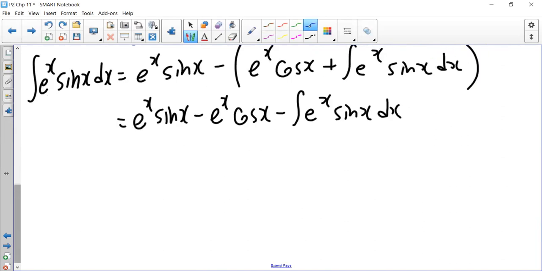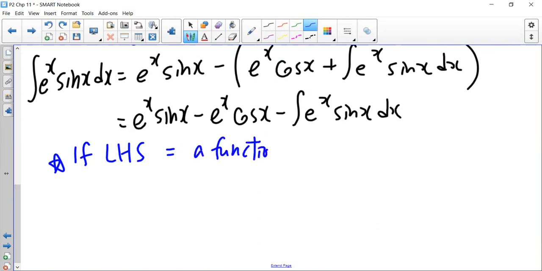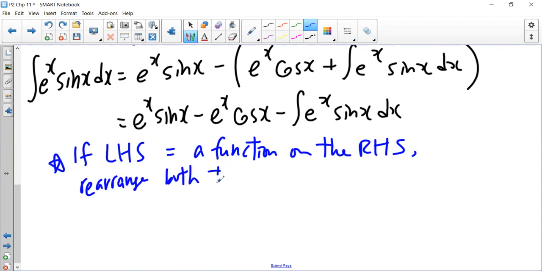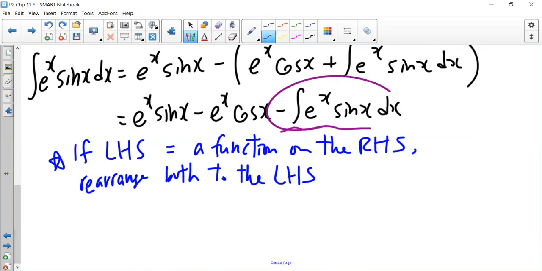Now do write down, okay? If the left-hand side equals a function on the right-hand side, what we can do is rearrange both to the left-hand side. Well, how? Remember, imagine that's a minus, you add it to the left-hand side, it becomes a plus. So imagine that's a y function here, y, and minus y on the right side. If you bring it over, it becomes 2y.